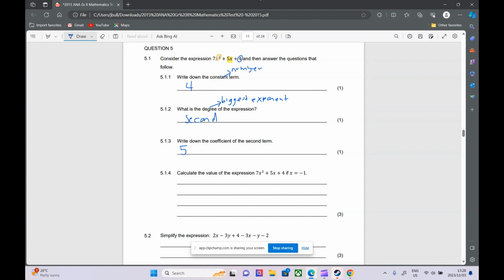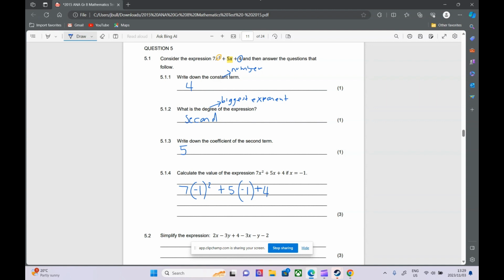And then 5.1.4, a nice calculation question. Calculate the value of this expression if x is minus 1. All that means is wherever you see x in this expression, you're going to put minus 1. So we're going to write it out. 7, remember x squared, so wherever we have x, we're going to put minus 1. So minus 1 squared. Then we've got 5 times x, so 5 times minus 1. And then we've got 4. Wherever there was x, we put a minus 1 instead. I'm putting the brackets because it makes it a lot easier to see what's going on.